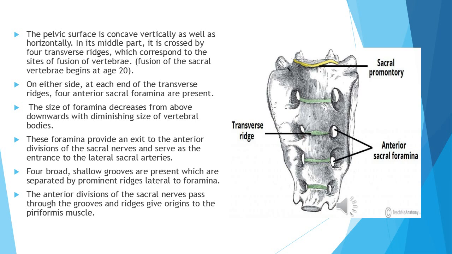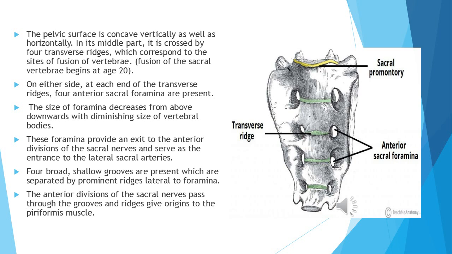Then four broad shallow grooves are present, which are separated by a prominent ridge lateral to the foramina. Lateral to the foramina, again you can see some shallow grooves separated by ridges, and that is for the origin of the piriformis muscle. The anterior division of the sacral nerves passes through the grooves and ridges and also gives origin to the piriformis muscle.